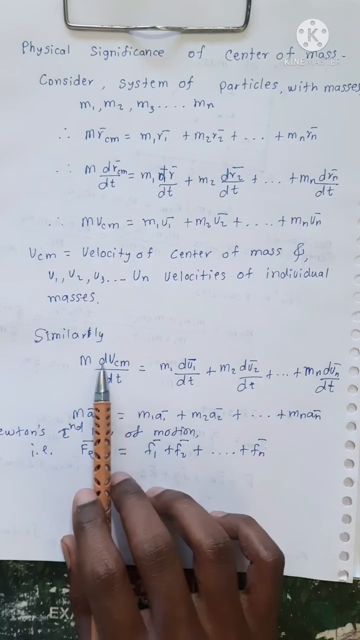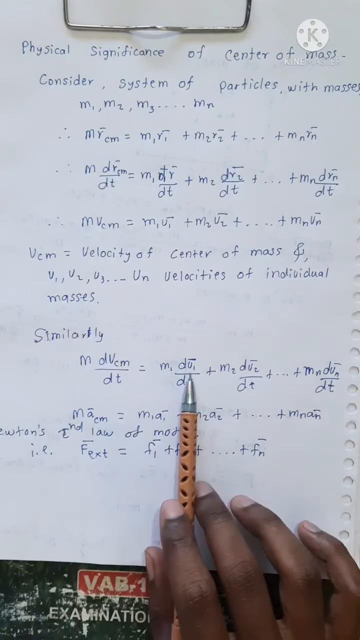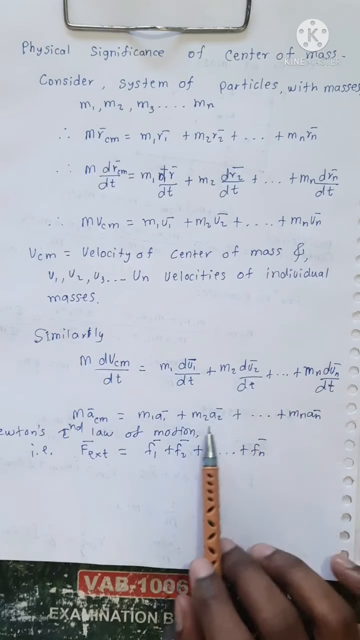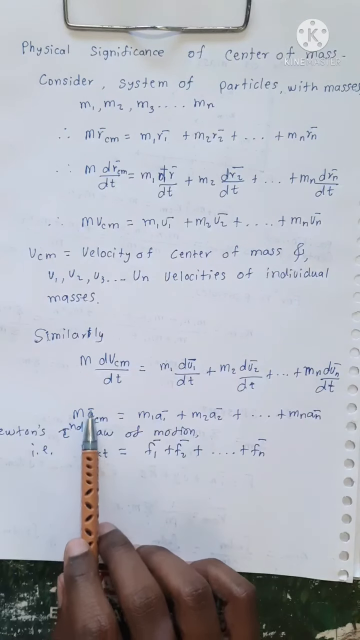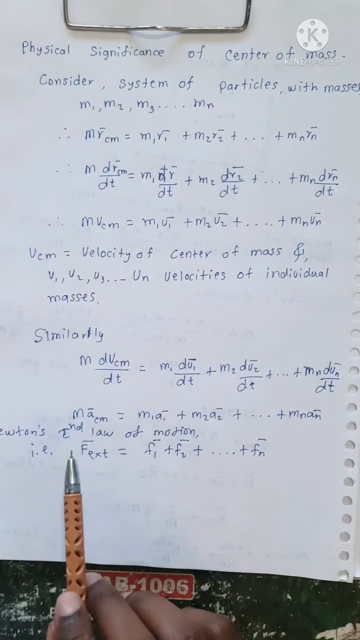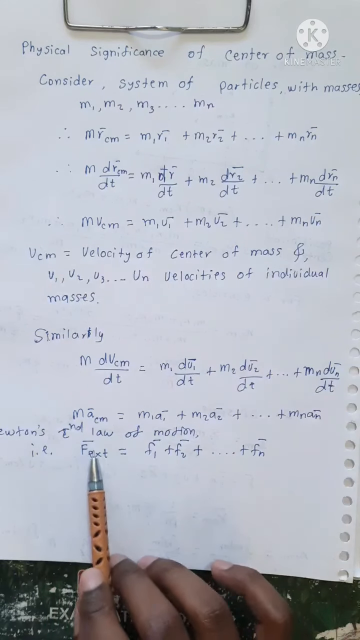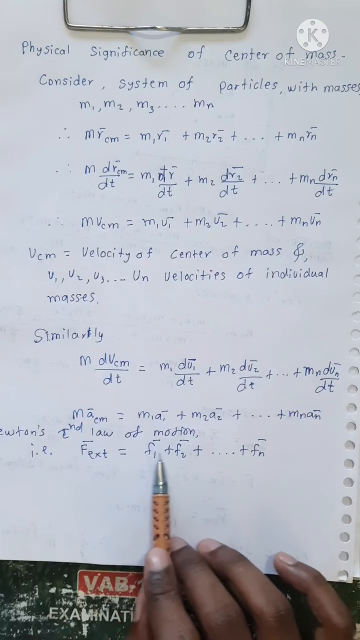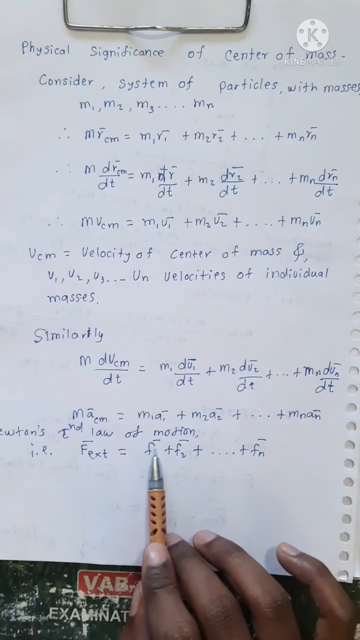The derivative of velocity with respect to time is nothing but acceleration. Similarly on the RHS, a1 is the acceleration of the first particle, this is the acceleration of the second particle, and this is the acceleration of the nth particle. Now this a is the acceleration of the center of mass. According to Newton's second law of motion, mass into acceleration is force. So this is the force on the center of mass, and this is F1 plus F2, the forces acting on the individual particles.